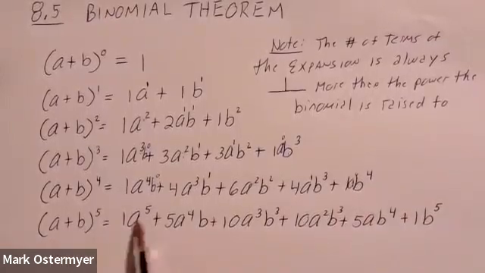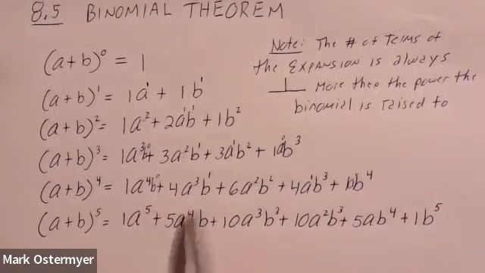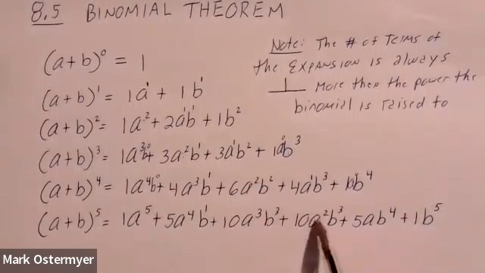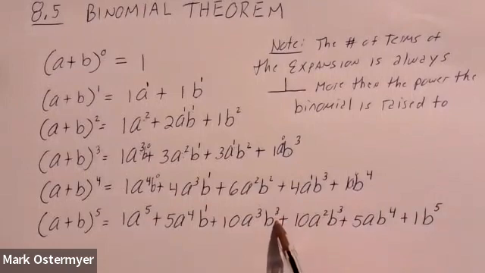A starts off at the power that the binomial is being raised to, the 5th power. B starts off at the 0th power. Then the next term, A's power is decreased by 1, but B's power is increased by 1. The next term, A's power is decreased by 1 down to A to the 3rd, and B's power is increased by 1 to B to the 2nd. Then A's power is decreased by 1 down to A to the 2nd. B's power is increased by 1.